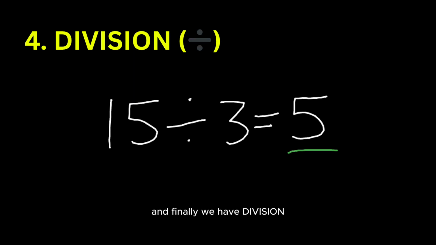And finally, we have division. This is splitting a large number into equal but smaller groups. If you take 15 objects and divide them into 3 equal groups, each group gets exactly 5. The answer to a division problem is called the quotient.